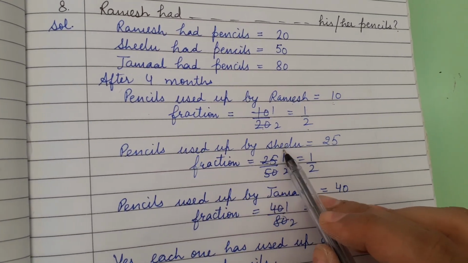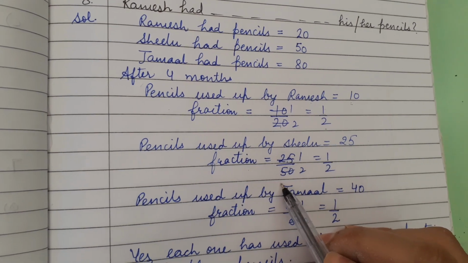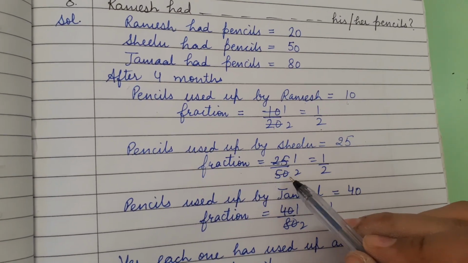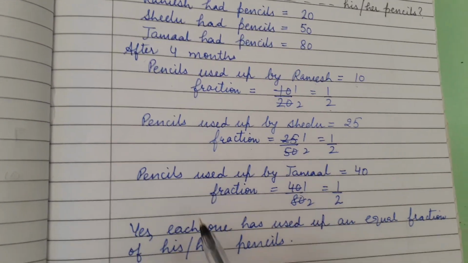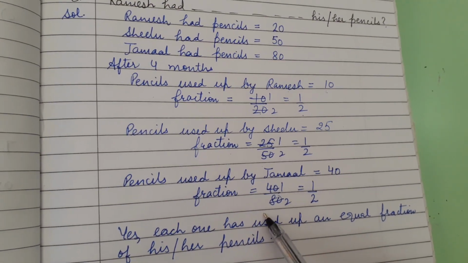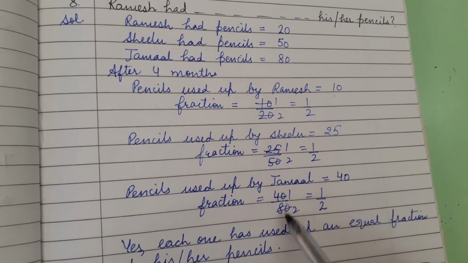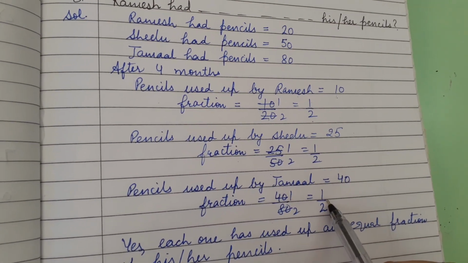Pencils used up by Shilu, it's 25. Now the fraction of used up pencils is 25 by 50. 25 ones are 25, 25 twos are 50. Answer is 1 by 2. Pencils used by Jamal, 40. Fraction 40 by 80 because total was 80. So 40 out of 80 pencils are used up. So 1 by 2 I'll get again.